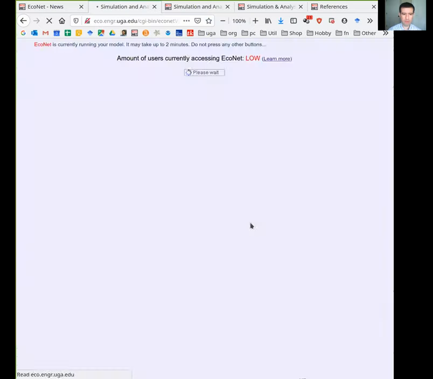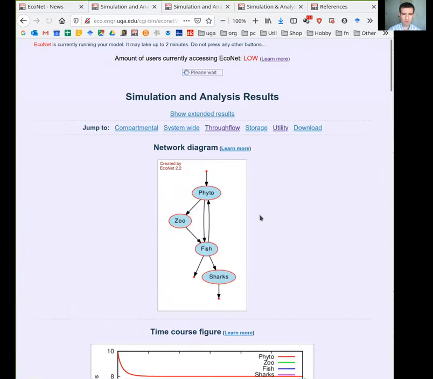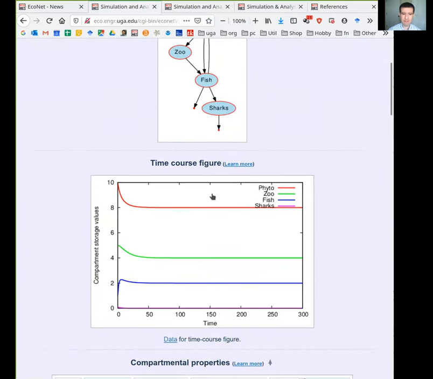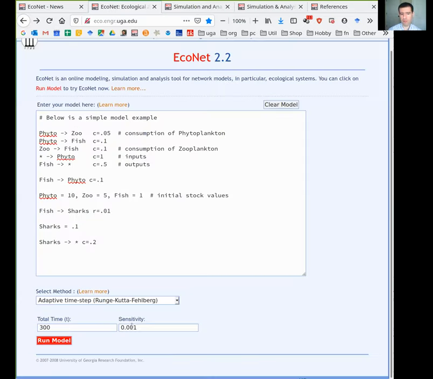So if you run your model, you'll see that your values are in the order of tens. So the values are at most 10. So an accuracy value of 0.001 is pretty good. But if your values are in the orders of hundreds of thousands, then it might run slow with this sensitivity and you might choose to increase it.